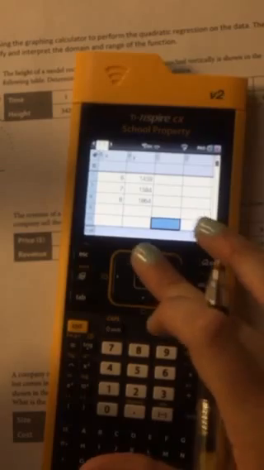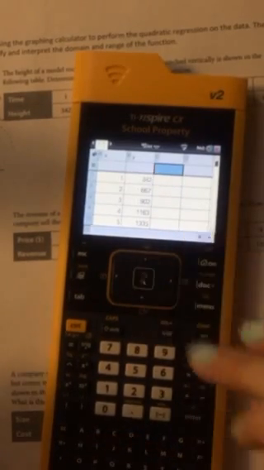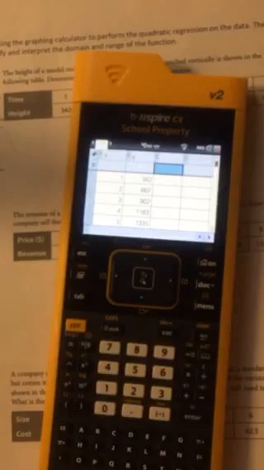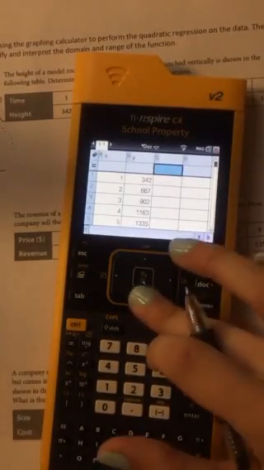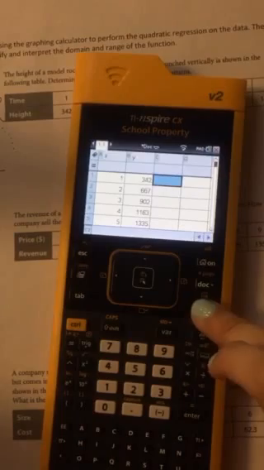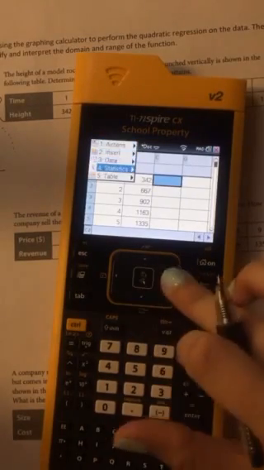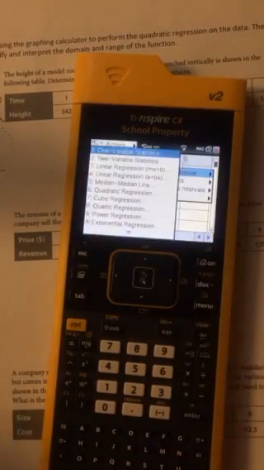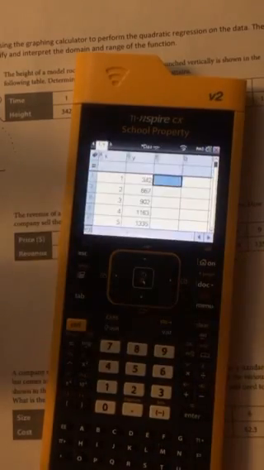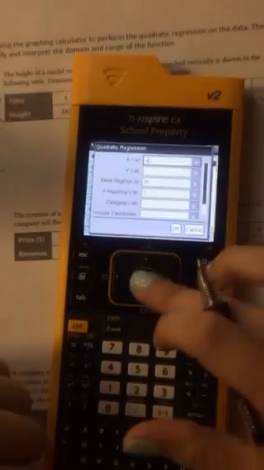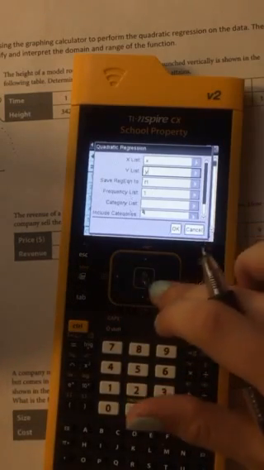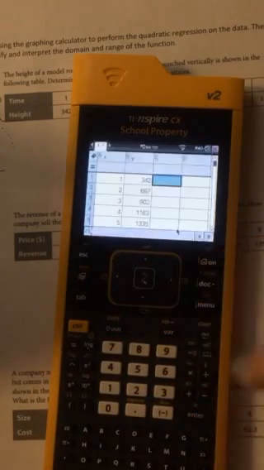Okay, so I should have all my stuff. I've got my highlighted thing not in the gray and not on the white, or not on my data. I'm going to press menu, statistics, we're going to stat calculations, and we're going to go to number 6, quadratic regression. Okay, I'm going to put X for my X list and Y for my Y list. And I'm going to press OK.